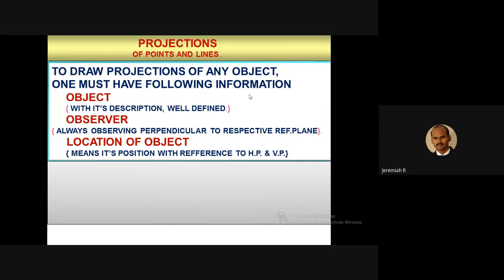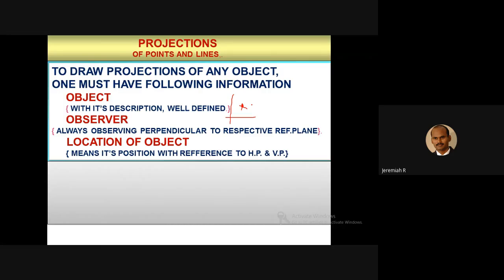If you want to do projection of a point, three pieces of information are required. One is the object. What is the object? A point, a line. If it is a point, say there is a dot. When you say a point, it is a small dot of negligible dimension. So this is a point, and this is a negligible dimension.